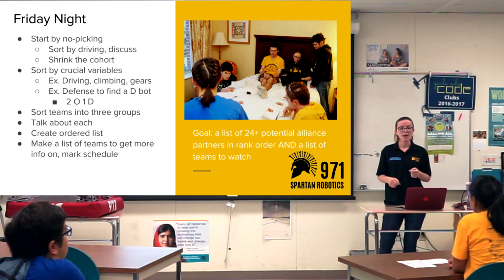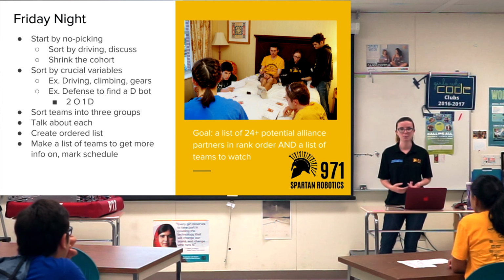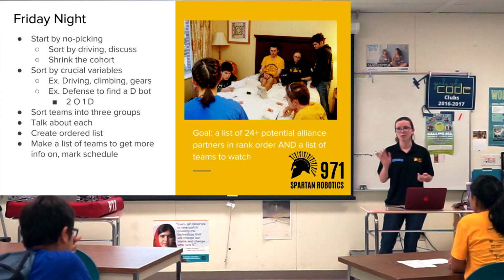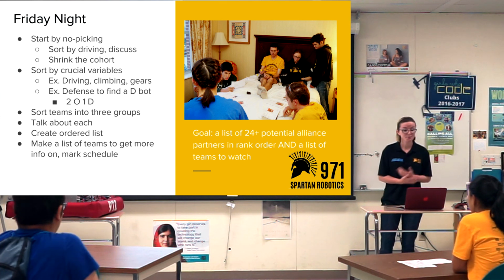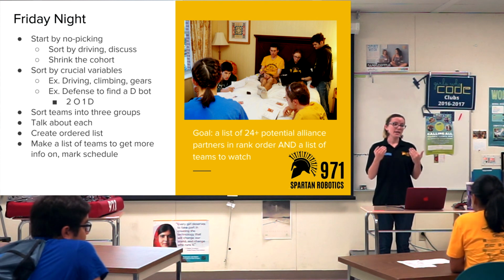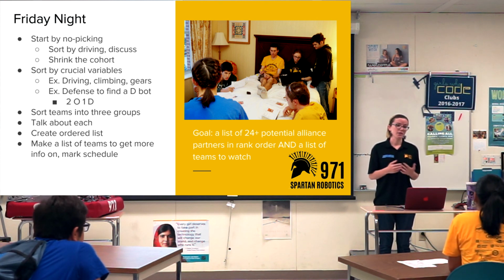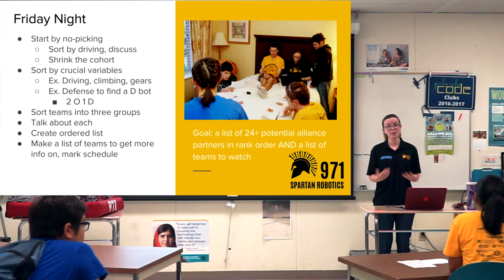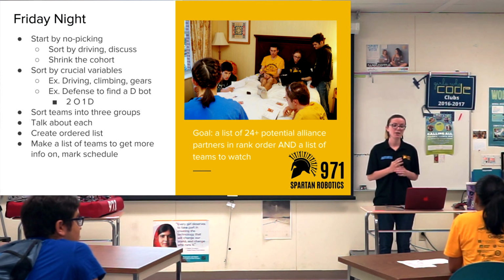And what I like to do is if I have those half sheets that I pointed out that were only for the lead scout use, we can use those. You have the pictures, it'll visually cue you, and you can physically sort them, which I find really helpful for kinesthetic learners, but you can do it all on the laptop if you want to, just what works for you. So through talking about each of them, we create an ordered list, which is the draft of our pick list. We have 24-ish potential alliance partners in rank order.